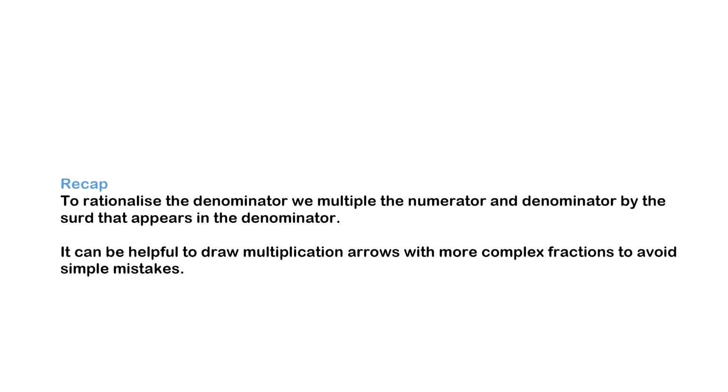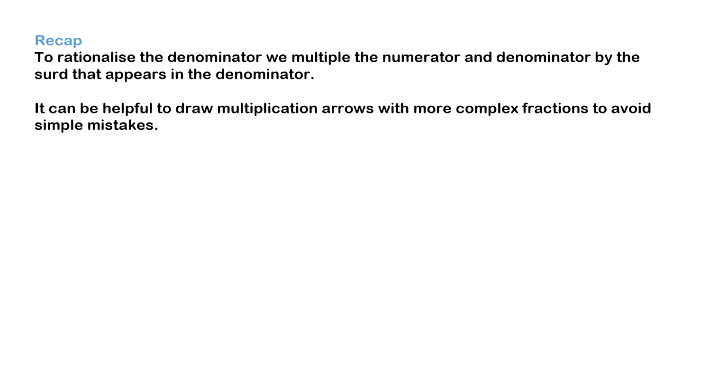We'll do a quick recap. To rationalize the denominator, remember we multiply the numerator and the denominator by the surd that appears in the denominator. To say that again, we multiply the top and the bottom of the fraction by the surd that appears in the bottom. It can be helpful to draw multiplication arrows, as you saw with my last one, when we have more complex fractions, as these help us to avoid some really simple mistakes.